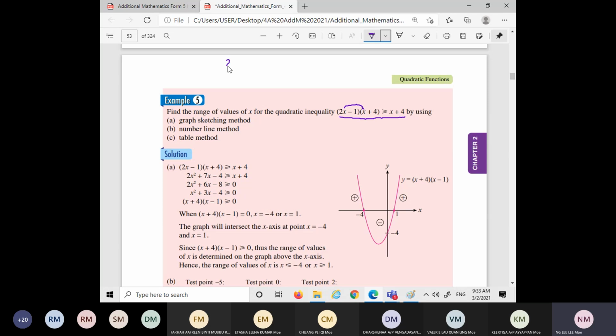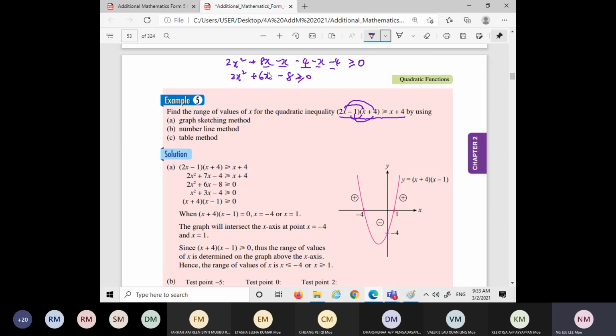This times this is 2x squared. This and this will be positive 8x. This and this will be minus x, and this negative 4. Then these two terms bring to the left, become minus and minus, following the inequality sign, and then equals 0. Group the like terms. So you have 2x squared, this and this 8 minus 2, positive 6x, and then this and this negative 8, greater than or equal to 0.